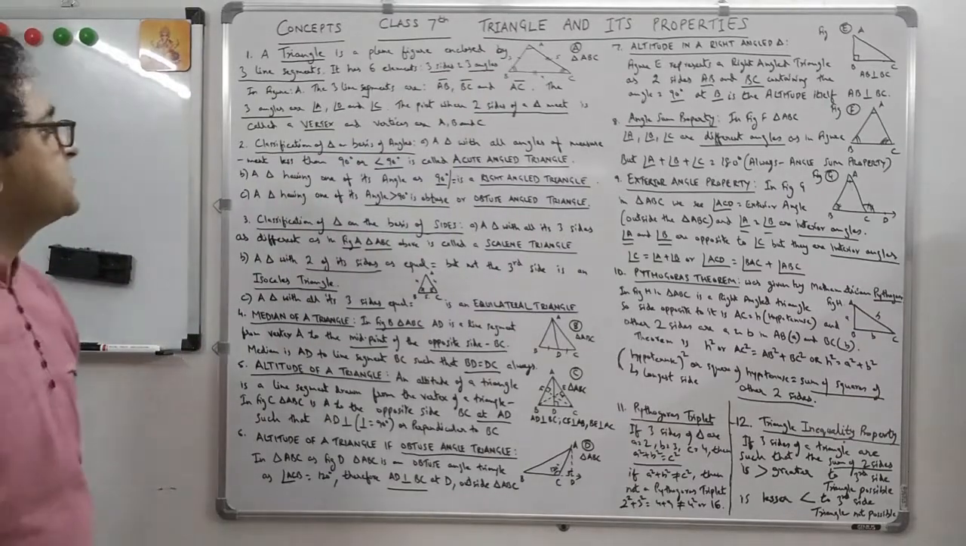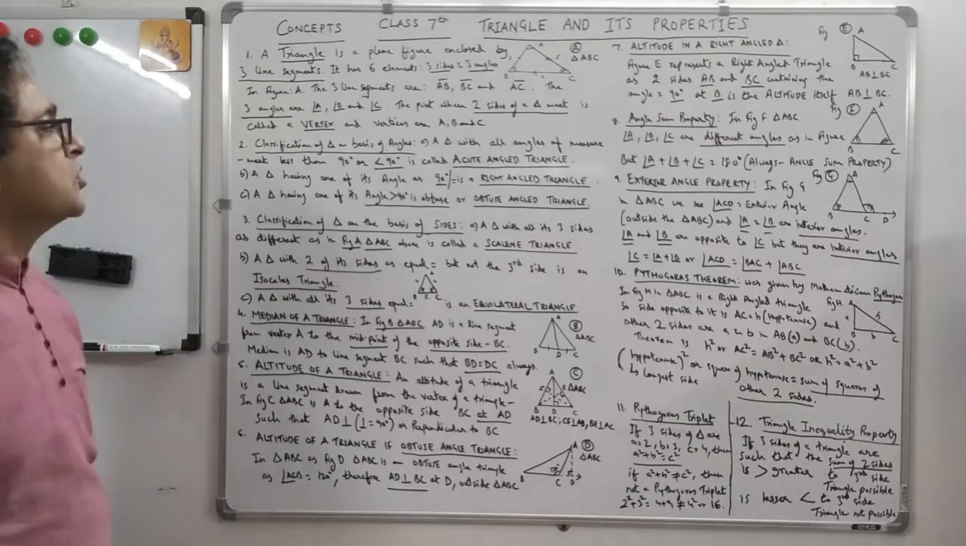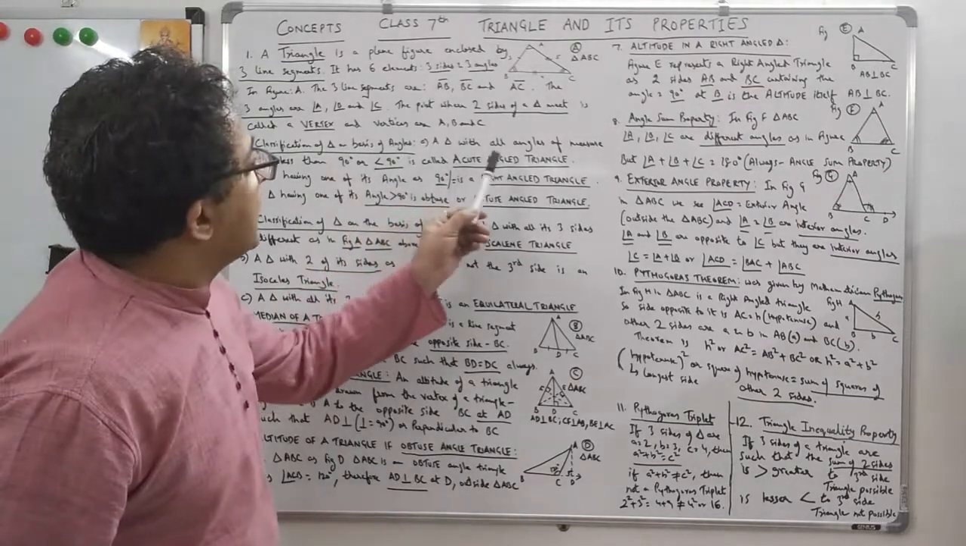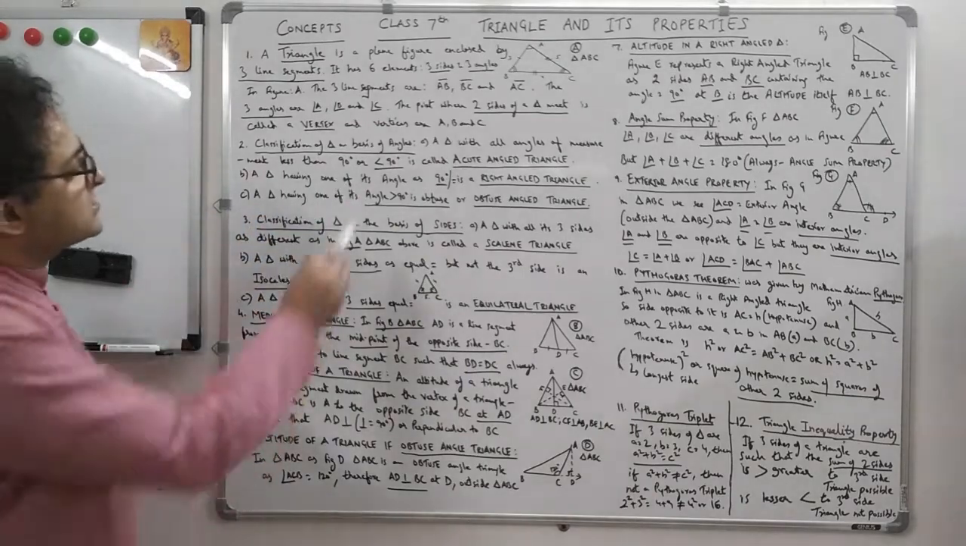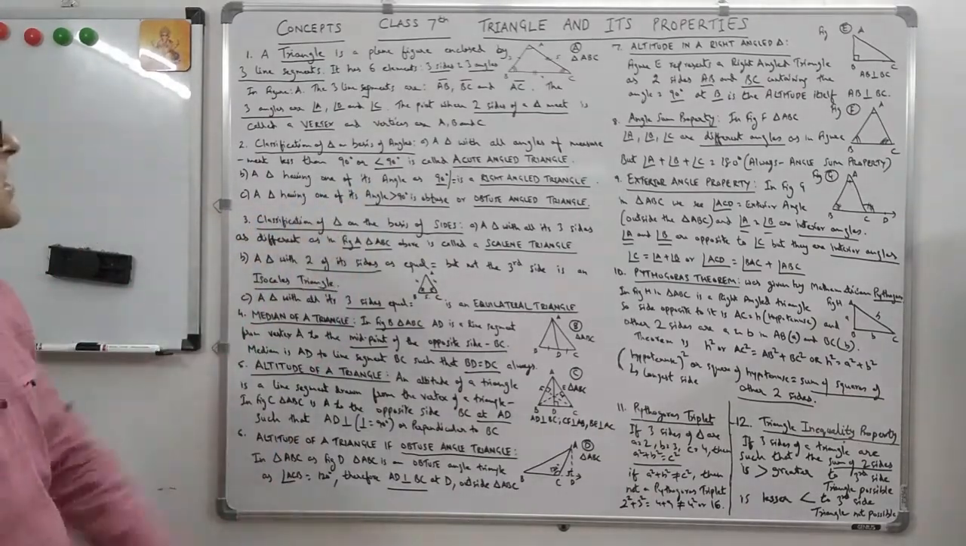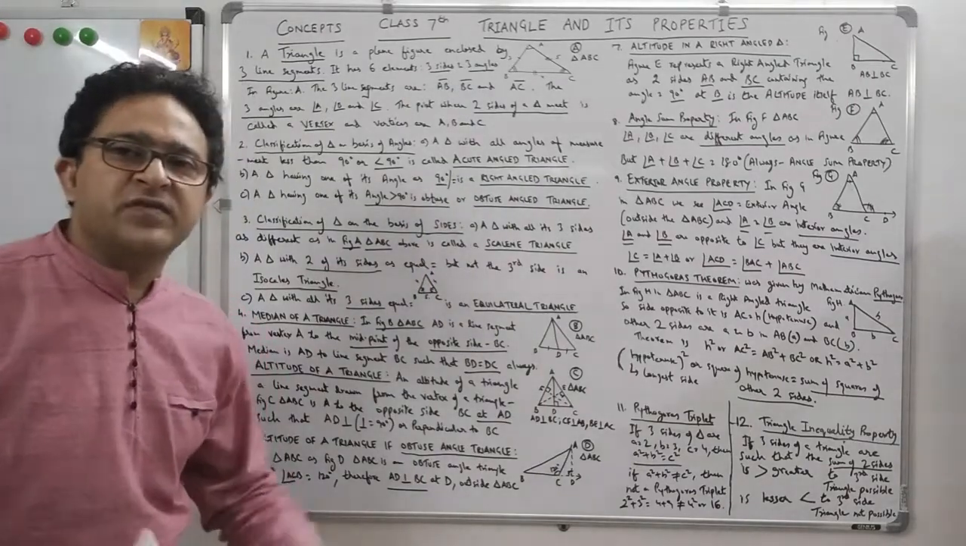Now next, go to the next part. Classification of triangle on the basis of angles. If a triangle has all angles of measure less than 90 degree, it is called an acute angle triangle. You all must be knowing. So this is just a brief recap.